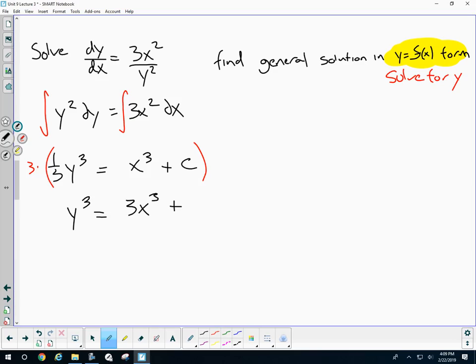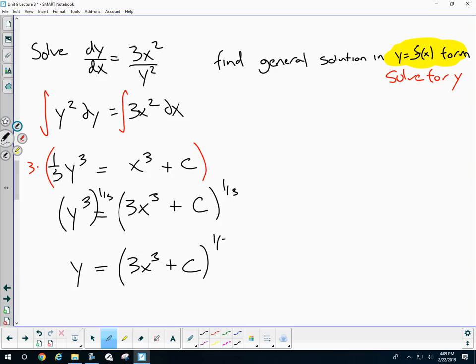I'll multiply everything by 3. When I multiply c by 3, it doesn't change. And then I'll take both sides to the 1/3 power, or I'll cube root both sides. Now, it's important. I have to take the entire right side to the 1/3 power, which means the c goes in the parentheses. If you're taking both sides to a power, you don't just leave the c off to the side and say plus c. It does have to end up in the right spot. And this is my general solution. We're good.